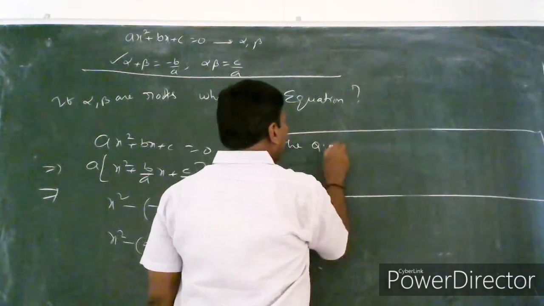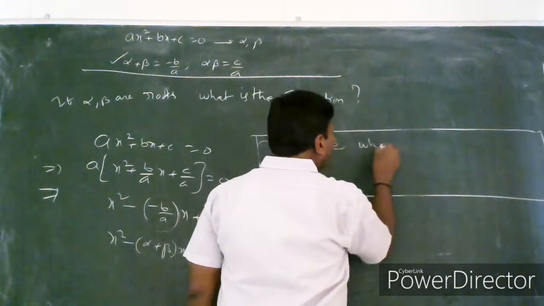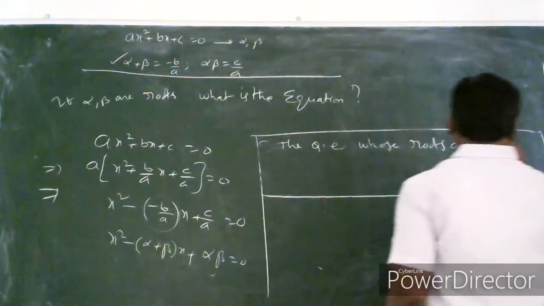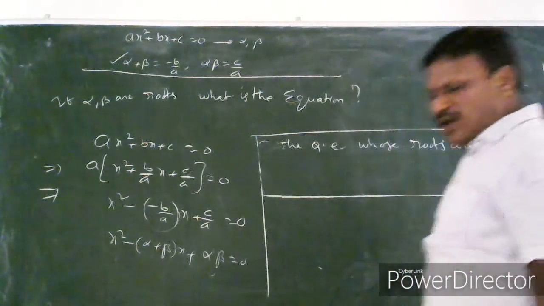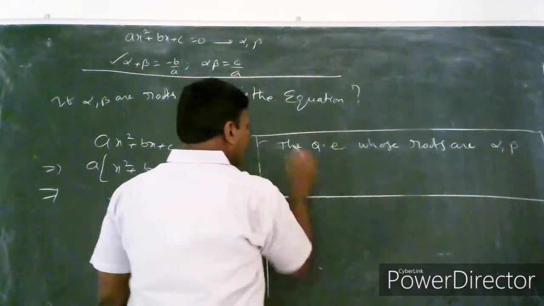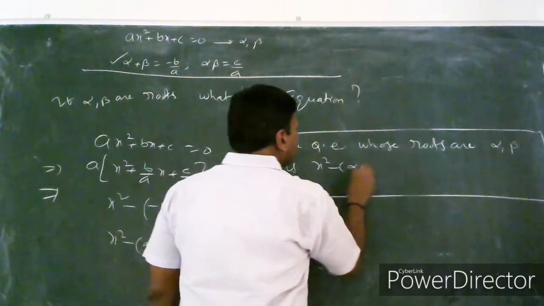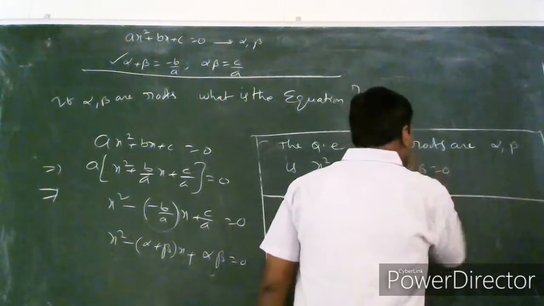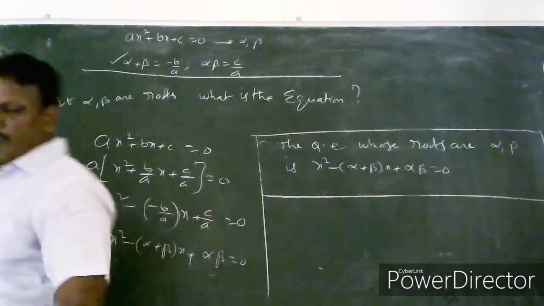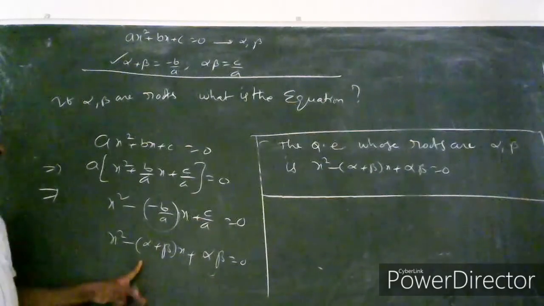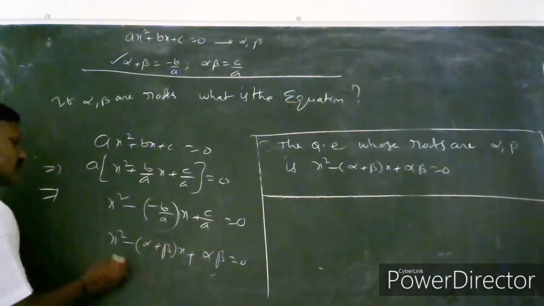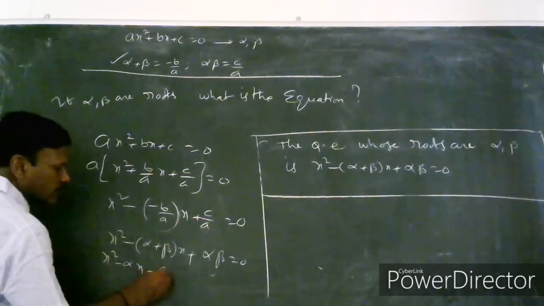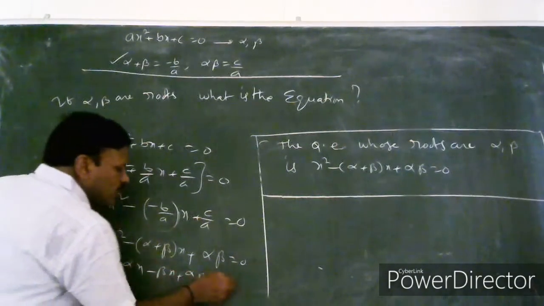The quadratic equation whose roots are alpha, beta is x square minus (alpha plus beta) x plus alpha beta is equal to 0. We proved it here. One more thing is there. This can also be read as x square minus alpha x minus beta x plus alpha beta is equal to 0.